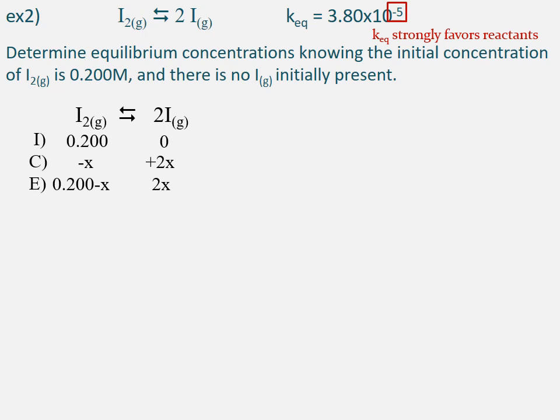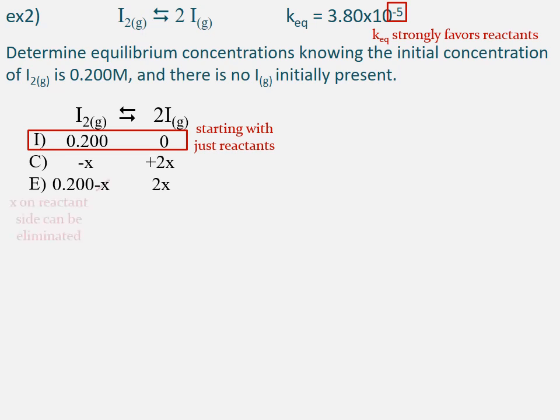Note the Keq strongly favors the reactants. When we look at the ICE chart, our initial line tells us that we are starting with just reactants. And we had said when the Keq strongly favors the reactants, and we are starting with just reactants, we can eliminate the X on the reactant side.